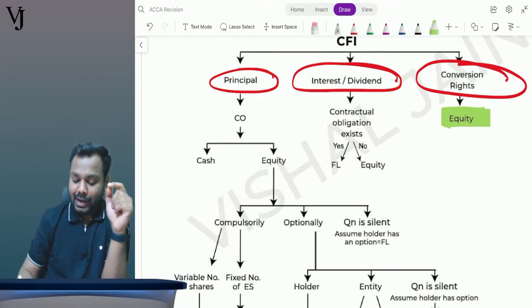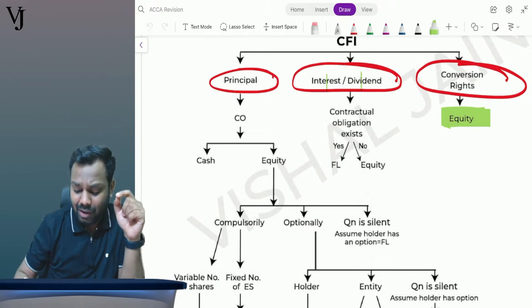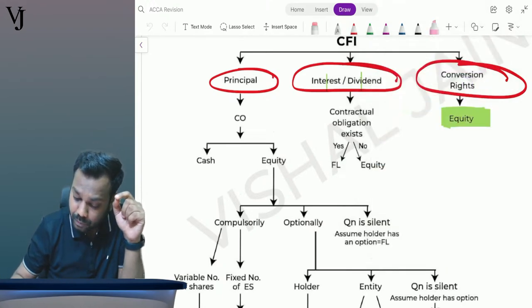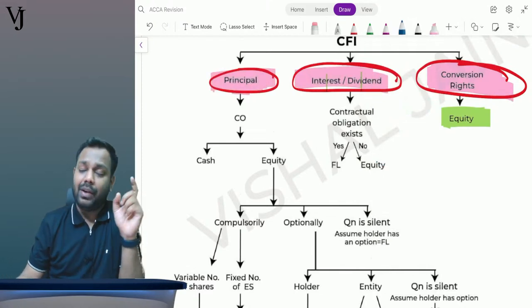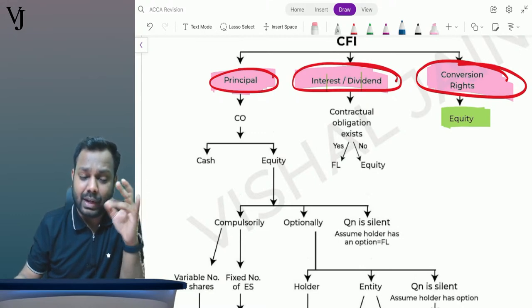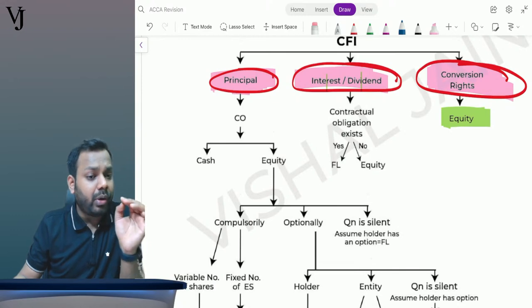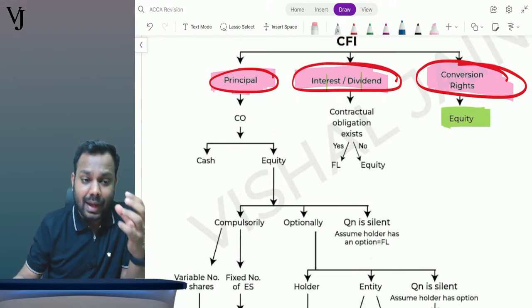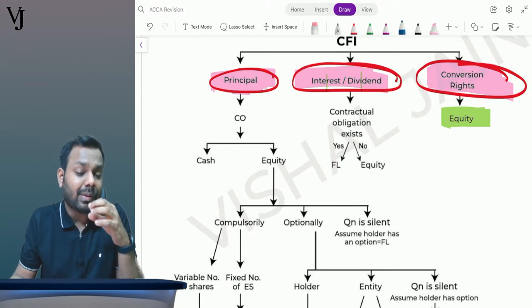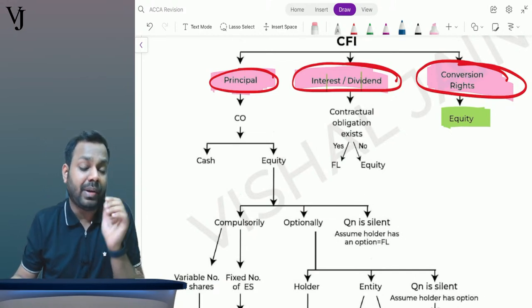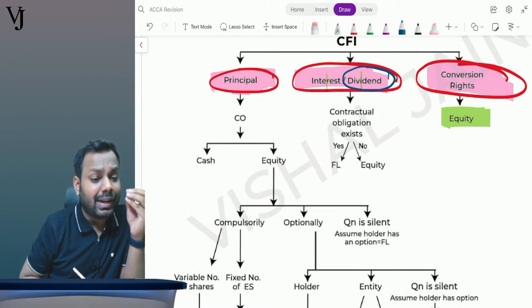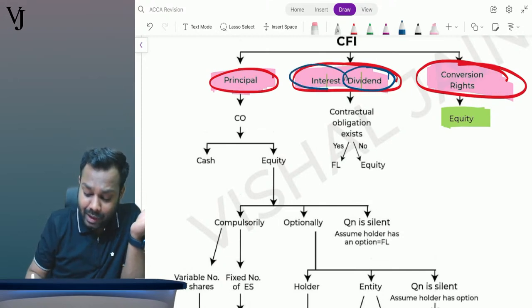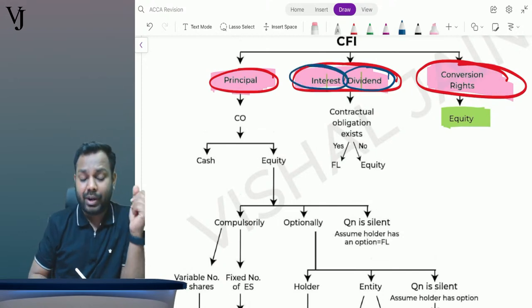Now, if there is an interest or dividend, what happens? Generally, we think that if it is an interest, it is a financial liability, and if it is a dividend, it is equity. No. Don't go by the legal form of the instrument; rather, go by the substance, following the substance over form principle. Even though the term given is dividend, still it can be a financial liability. Even though the name is interest, still it can be equity. Let me give you an example.